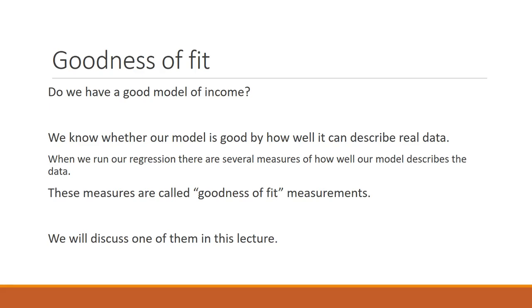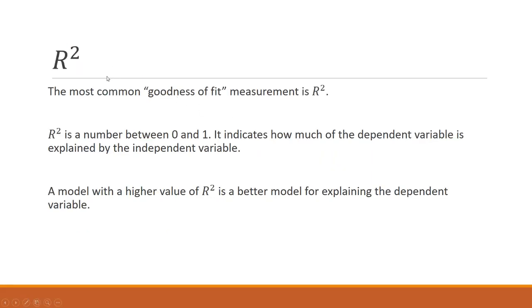We're going to discuss one of them in this lecture, and we'll discuss another one of them in the next lecture. All right, so the most common goodness of fit measure that we will use is called R squared. R squared is a number between 0 and 1, and it indicates how much of the dependent variable is explained by the independent variable. A model with a higher value of R squared is a better model for explaining the dependent variable.